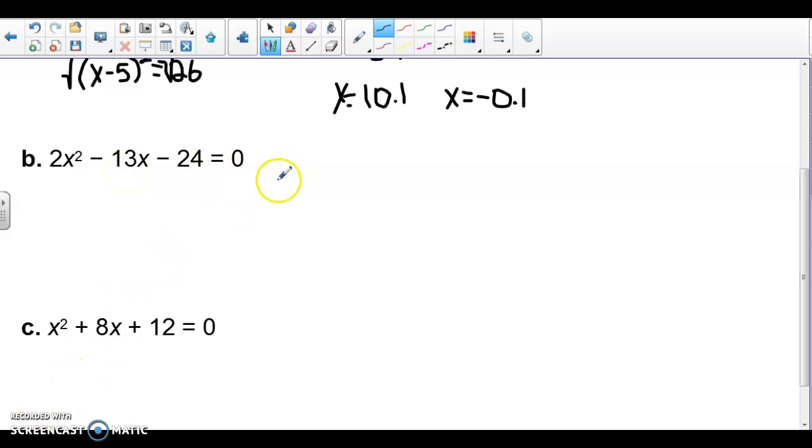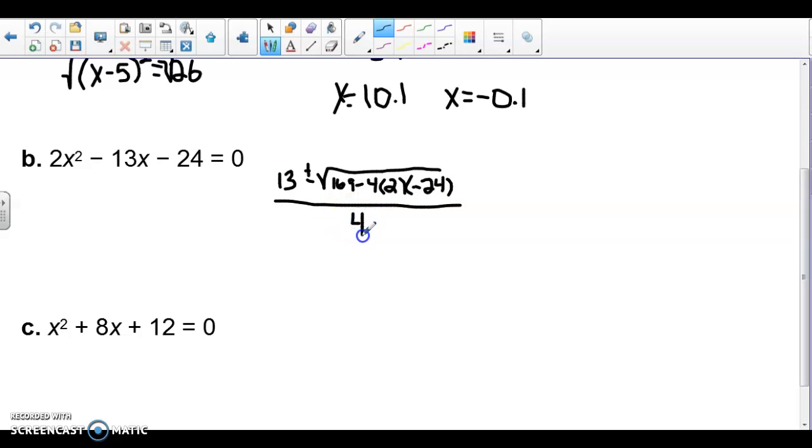So what we're going to do is take the opposite of b, plus or minus the square root of b squared, 169, minus 4 times a times c, and that's going to be all over 2a, which is 2 times 2, which would be 4.